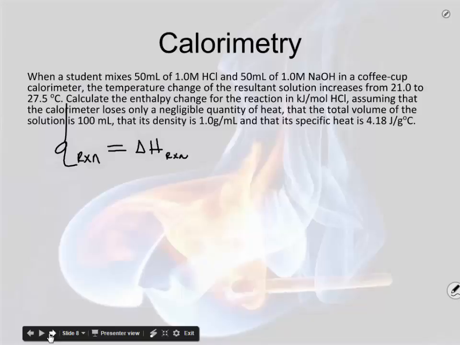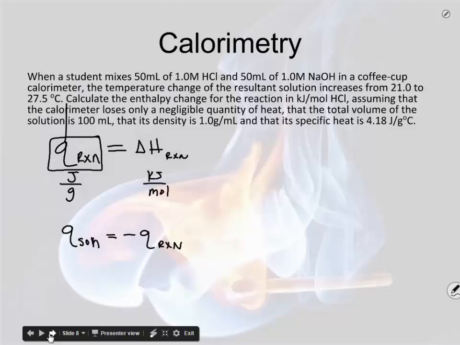Okay, we just have to maybe do a little bit of a unit conversion, because remember Q is going to be measured in joules per some gram, and our delta H we want to be measured in kilojoules this time per mole. But we're going to be solving for our reaction change. And if we notice, the relationship is our solution is going to be gaining the heat, and our reaction is going to be losing the heat. Okay, but we have all the values for our solution, for Q.